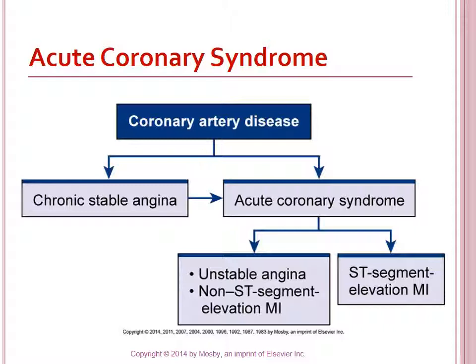When ischemia is prolonged and not immediately reversed, acute coronary syndrome develops and encompasses the spectrum of unstable angina, which can lead to an NSTEMI or a STEMI. And you can see that in the diagram above. Although each remains a distinct diagnosis, the ACS reflects the relationship amongst these disorders.